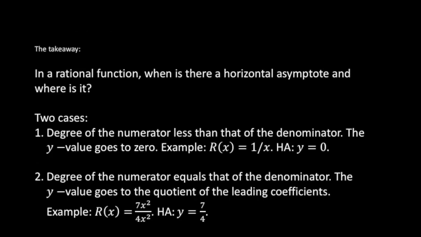And the takeaway. A rational function has a horizontal asymptote in 2 cases. The first is the one in which the degree of the numerator is less than that of the denominator. In that case, y goes to 0 at extremes of x. The other case is where the degree of the numerator and the degree of the denominator are equal. When that happens, at extremes of x, y goes to a value that's equal to the quotient of the leading coefficients of the numerator and the denominator.